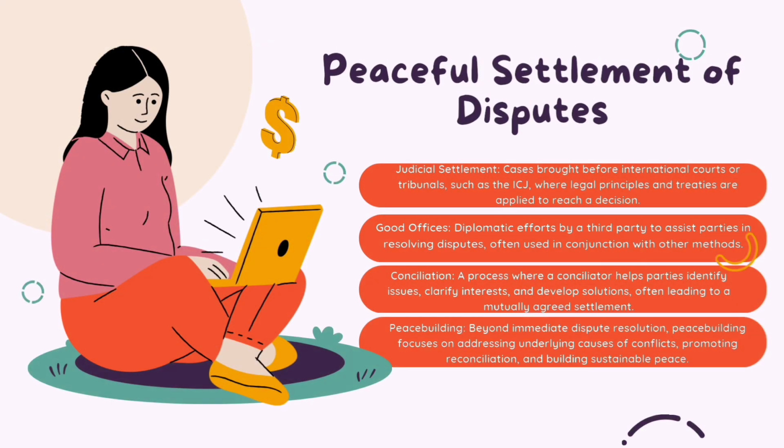Judicial settlement: cases brought before international courts or tribunals, such as the ICJ, where legal principles and treaties are applied to reach a decision. Good offices: diplomatic efforts by a third party to assist parties in resolving disputes, often used in conjunction with other methods. Conciliation: a process where a conciliator helps parties identify issues, clarify interests, and develop solutions, often leading to a mutually agreed settlement. Peacebuilding: beyond immediate dispute resolution, peacebuilding focuses on addressing underlying causes of conflicts, promoting reconciliation, and building sustainable peace.